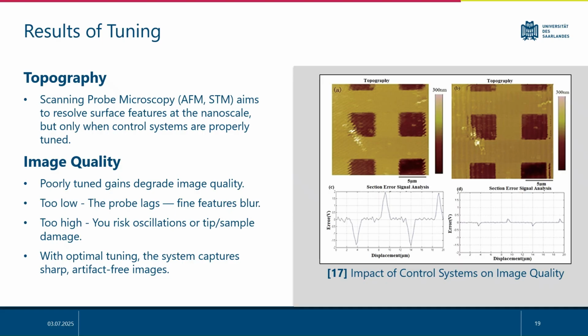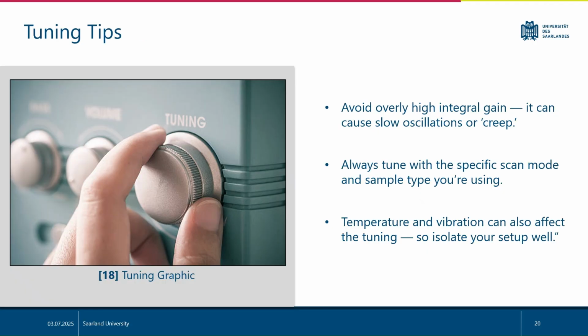Moving forward, here are a few tips to make sure that you have a high-quality image. Avoid overly high I gain, which can cause creep or slow oscillations. Always tune with your specific sample and scan mode in mind. Finally, control for temperature and vibrations, which can shift your tuning performance.